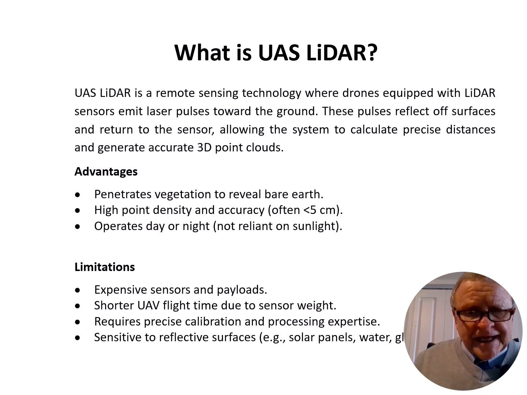What is UAS LiDAR? UAS LiDAR is a remote sensing technology where drones equipped with LiDAR sensors emit laser pulses toward the ground. These pulses reflect off surfaces and return to the sensor, allowing the system to calculate precise distances and generate accurate 3D point clouds. The advantages: they penetrate vegetation to reveal bare earth. There's a high point density and accuracy, often within 5 centimeters. It operates day or night, not relying on sunlight.